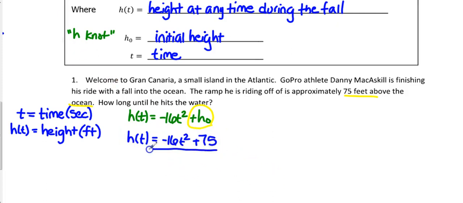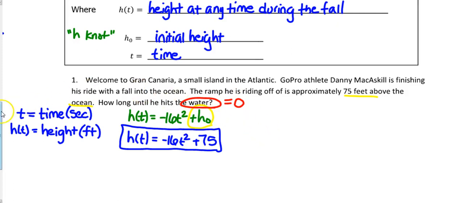Now the follow-up question is still something we need to answer. We have our model, which is great. We're going to use it. It says, how long until he hits the water? So we have to ask ourselves, where's the water? Well, the water is 0 feet off of the ground. So water equals 0. But where are we going to put that 0?